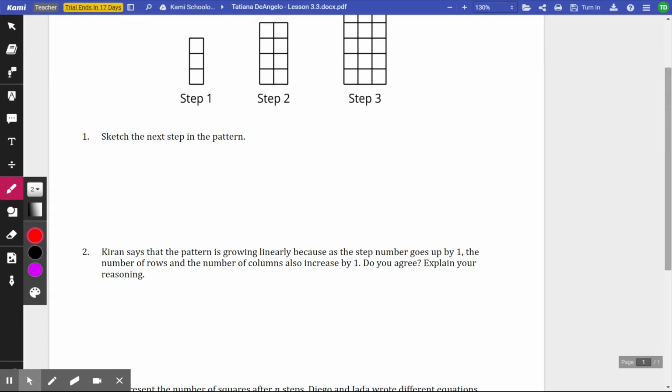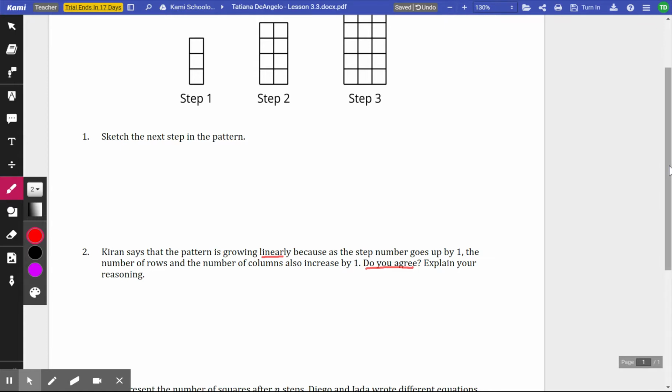Number 2 says, Kieran says that the pattern is growing linearly because as the step number goes up by 1, the number of rows and the number of columns also increase by 1. Do you agree? So you need to explain whether or not you agree with Kieran. You need to say, yes, I agree with him because I noticed X, Y, Z. No, I disagree with him because I also noticed X, Y, Z.